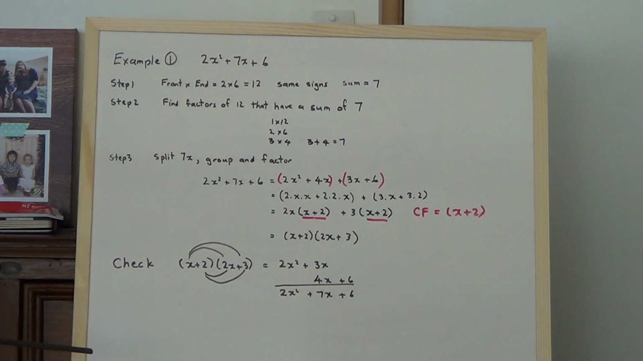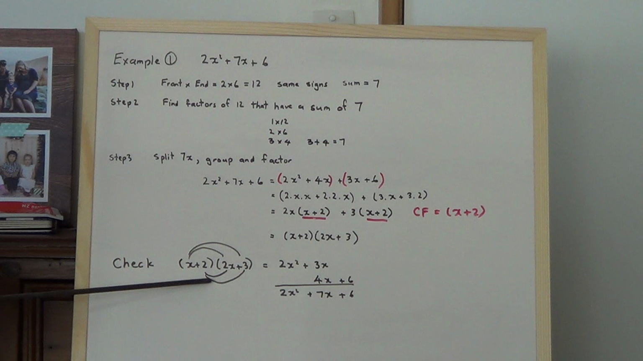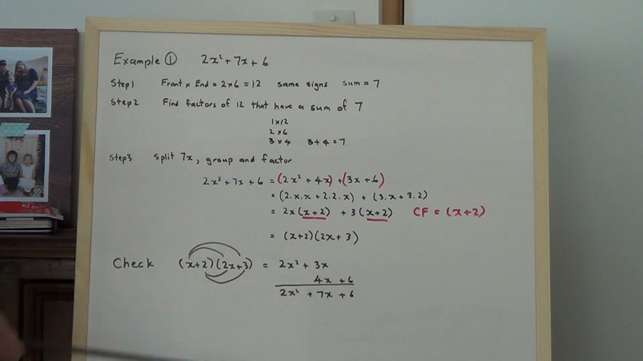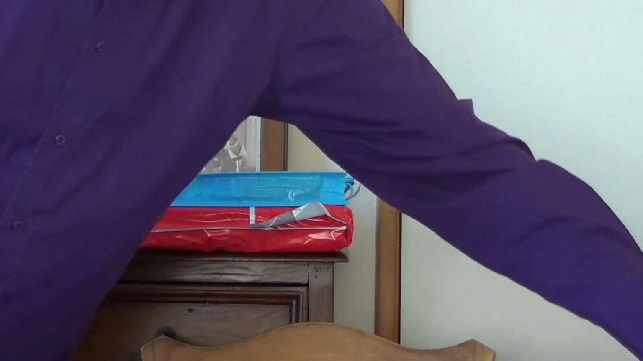And if we do a check, we multiply everything in the first bracket by x, and we get 2x squared plus 3x. And we multiply everything in the second bracket by 2, and we get 4x plus 6. And when we add it up, we get 2x squared plus 7x plus 6. Now we'll look at another example.